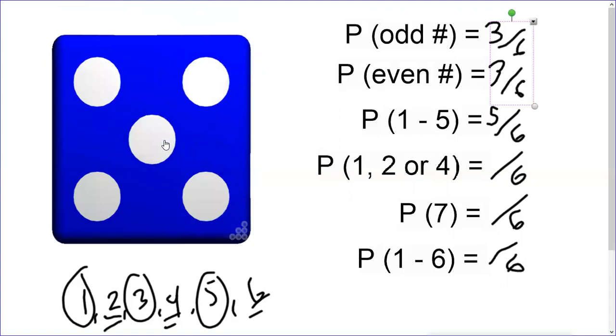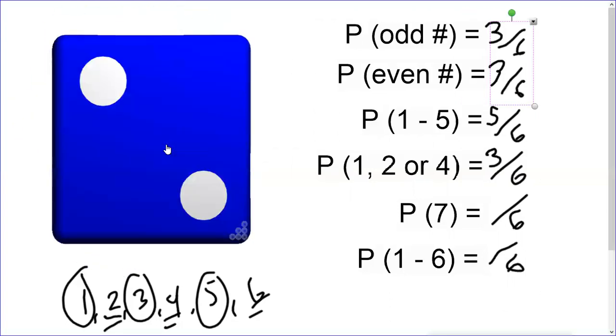We got a 5. How about a 1, 2, or a 4? So a 1, 2, or a 4, the desired outcome is 3 out of 6. You have a 50-50 shot. You got a 2, so it did occur.